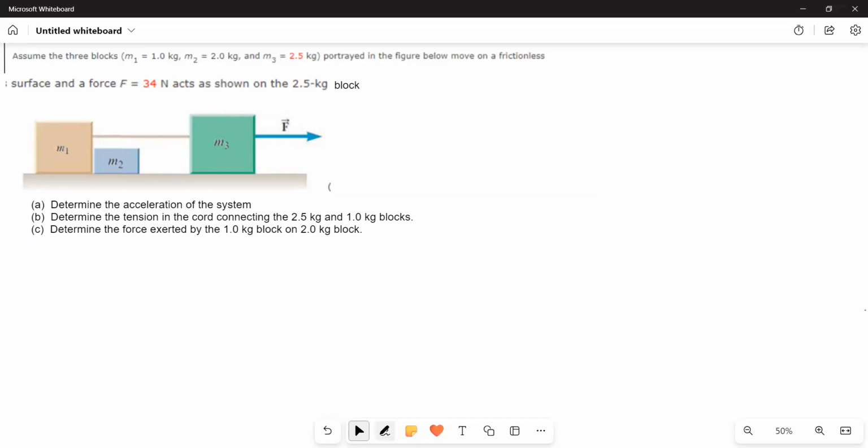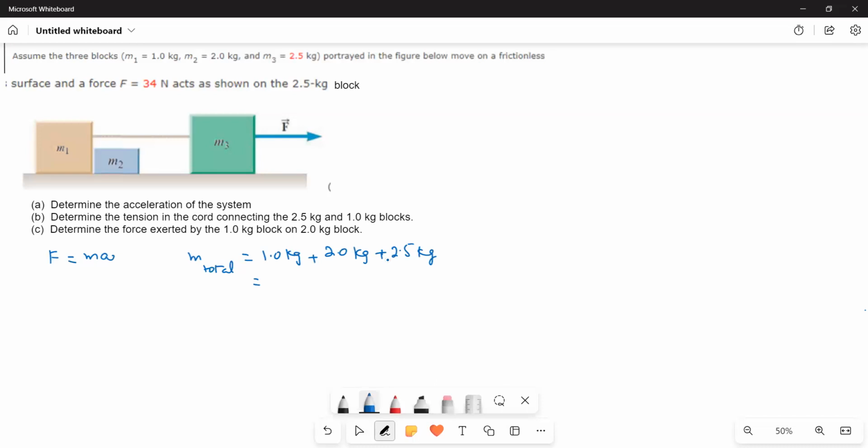Okay. Here what we have to do is, we will write F is equal to ma, force equation. Here what is the m? M is equal to total mass. 1 kg plus 2 kg plus 2.5 kg, okay, so that is equal to 5.5 kilograms.